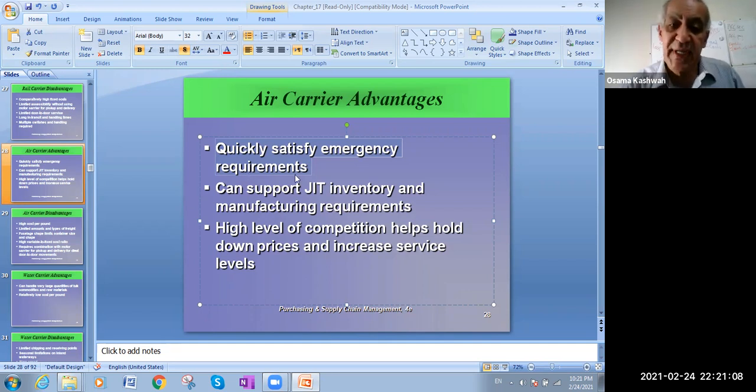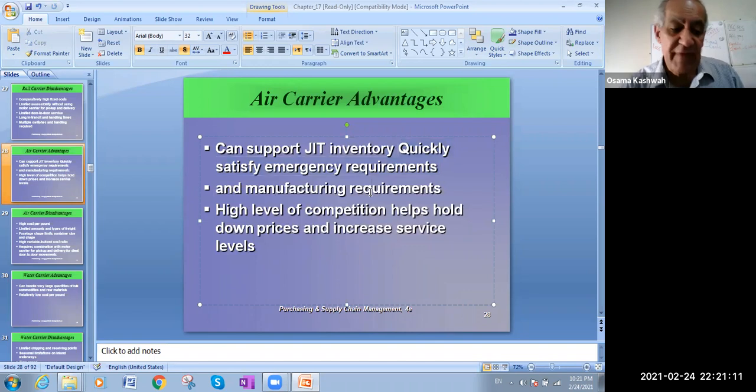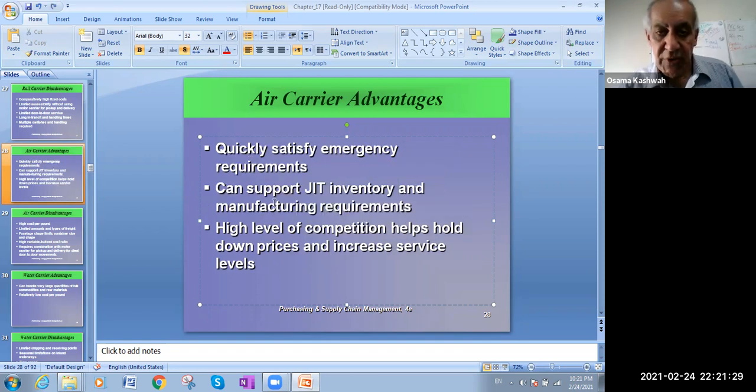It can support just-in-time inventory. Because it is very fast, you deliver very fast. So this is very good for the JIT system. It goes on well with the JIT system, right? Right. So this is another point. The third point is high level of competition helps hold down prices because there are a lot of air cargos. So this will make the cost go down because the demand will be less than the supply. So the prices for the cost of transportation will go down in that case.